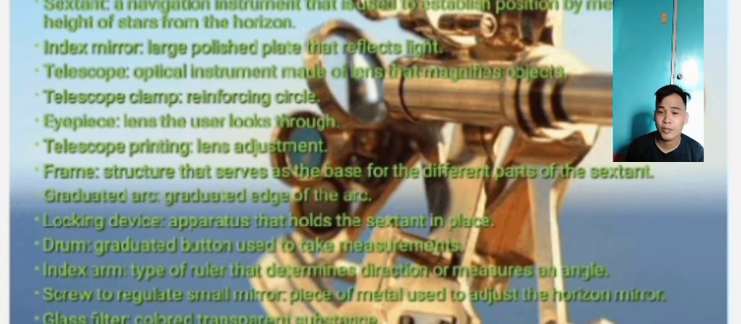So next, the glass filter. This is the glass filter for the index arm. The function of this is that it protects us from the rays of the sun.